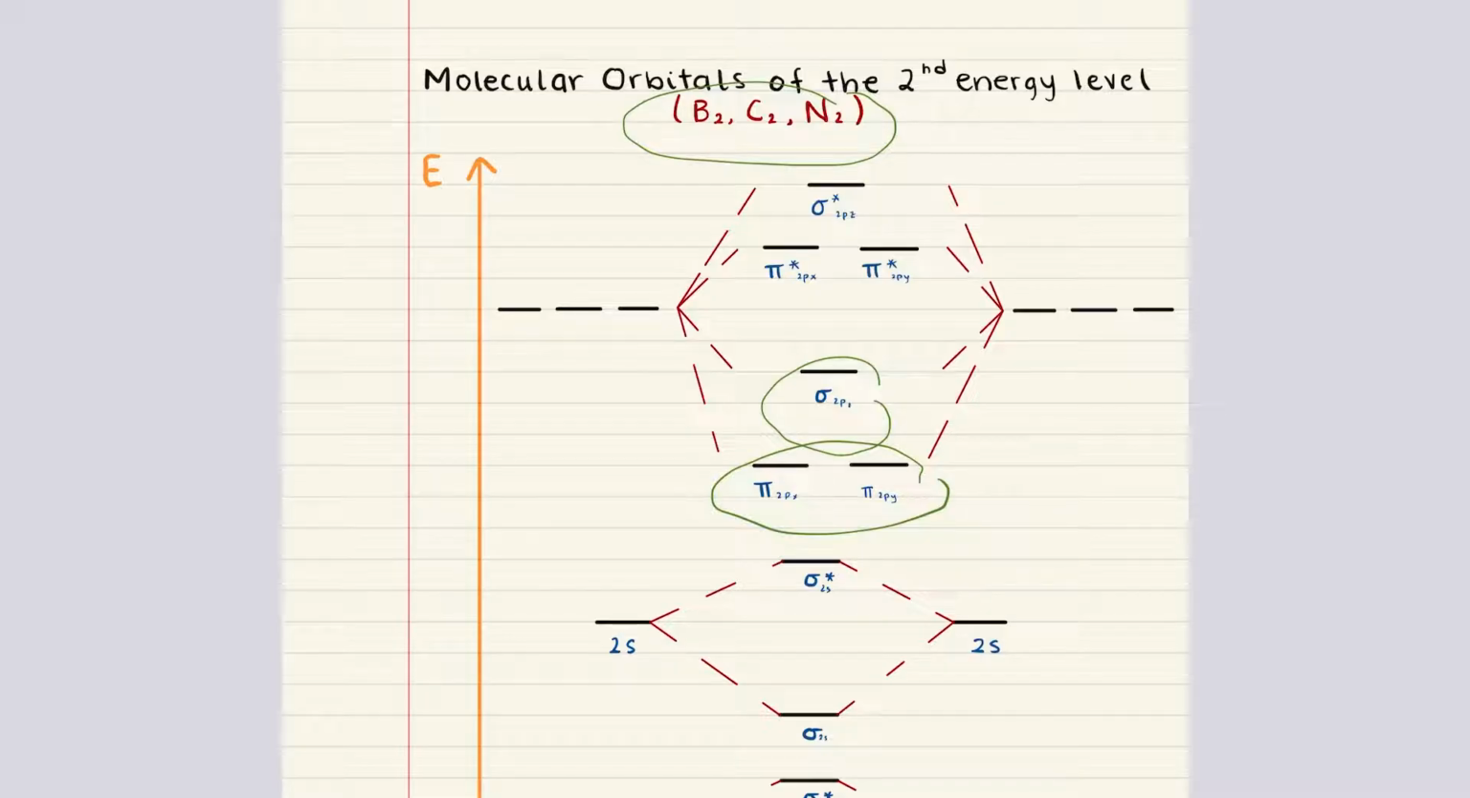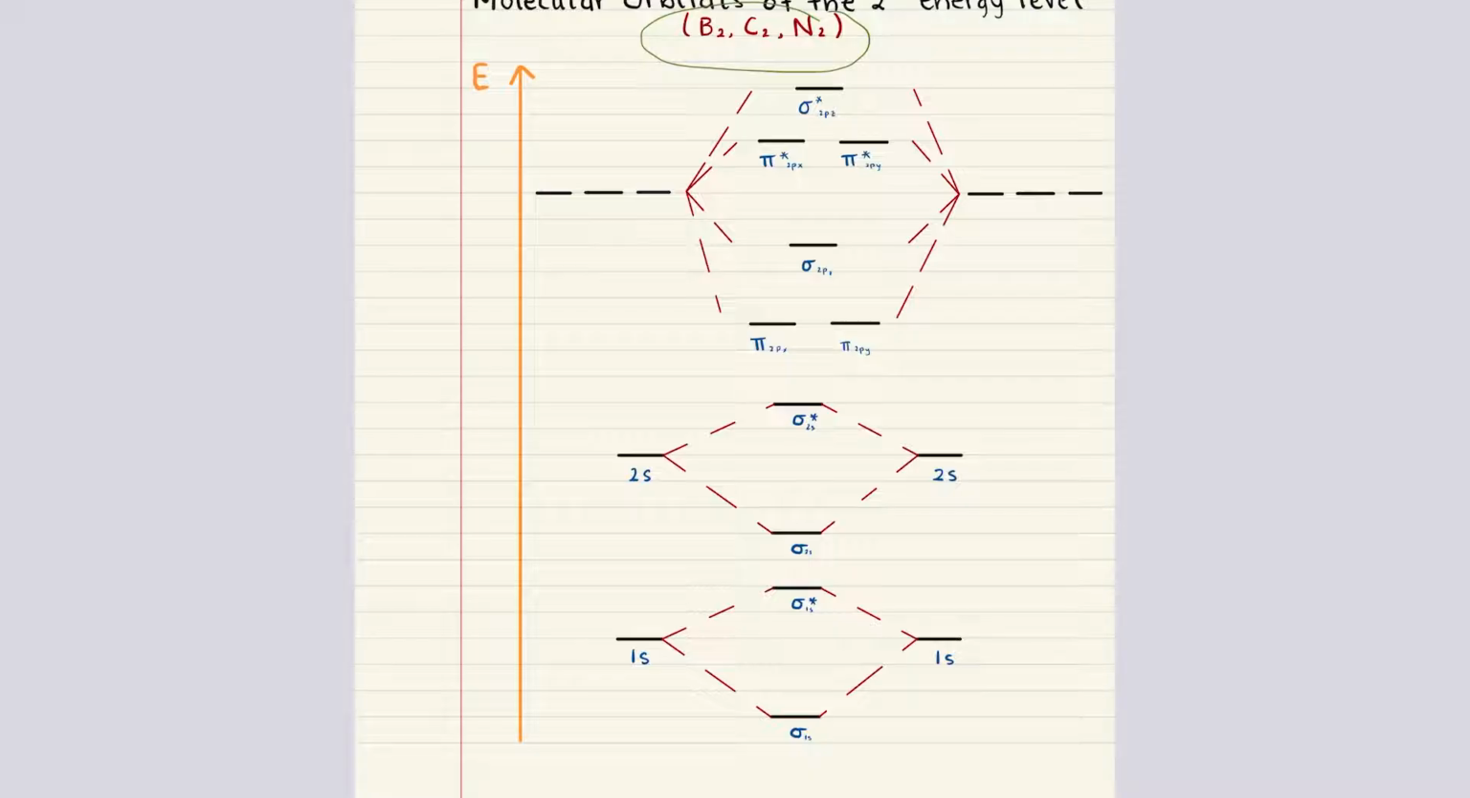Let's start with boron. Boron has an atomic number of 5. Its electron configuration is 1s2, 2s2, 2p1. So each boron has a total of 5 electrons. If we have 2 boron atoms, each boron contributing 5 electrons, that gives us a total of 10 electrons to distribute in the molecular orbitals. We're going to start from the lowest energy level. So we begin with the 1s atomic orbitals, which combine to form 2 molecular orbitals, a sigma 1s orbital and a sigma star 1s orbital.